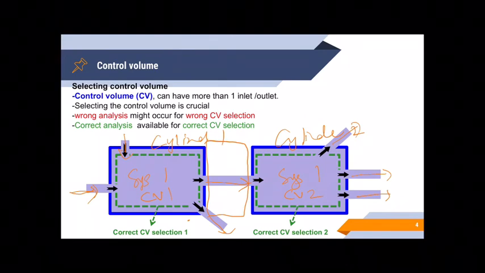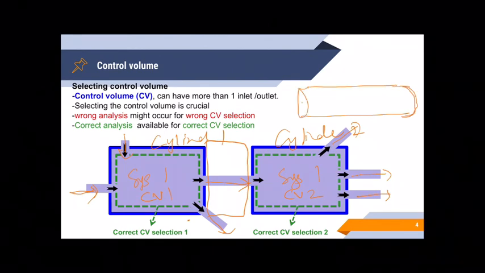For example, like this simple pipe, right? We want to know what is the velocity here, what is the P here, and also what is the velocity here, what is the P here. Name it P1, V1, P2, V2. I will explain in detail definitely later in the video part 3.